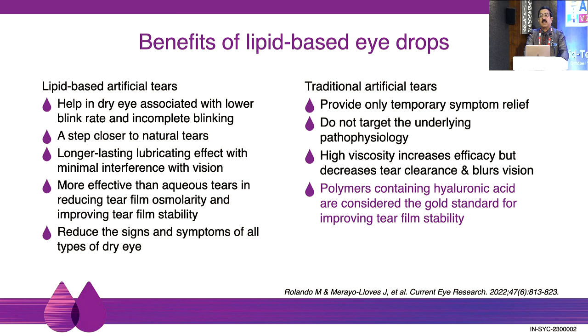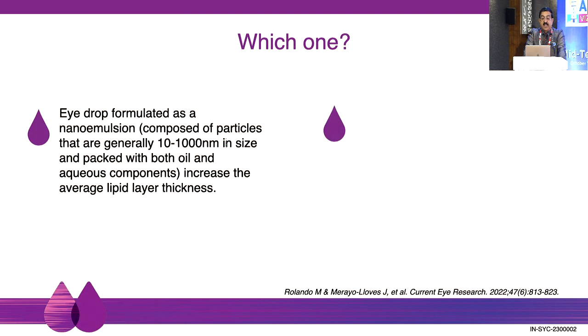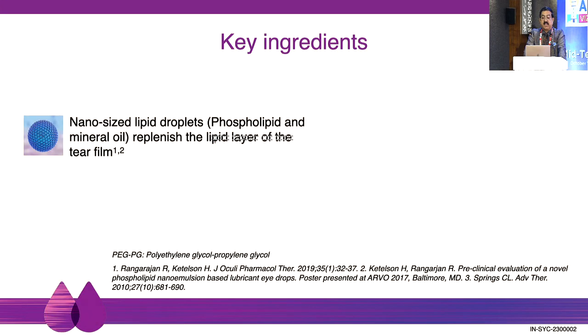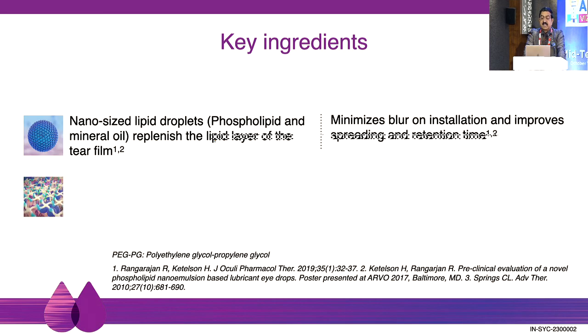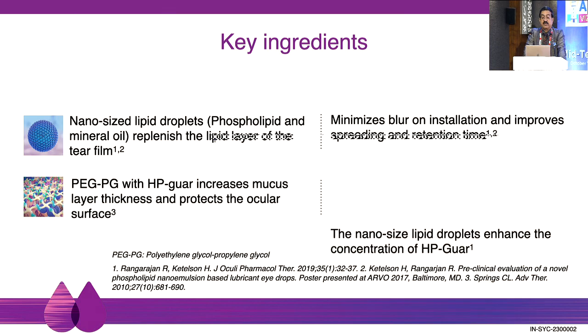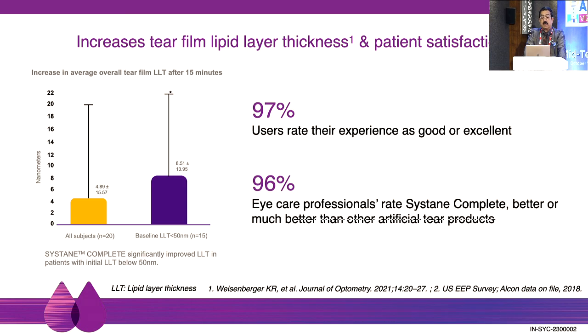We want eye drops that are going to suffice for our work environment, at least for 6 to 8 hours. And so which one? These formulations have come in, and this is a particular formulation with the key ingredient of nano-sized lipid droplets, which is very important. It also has the PEG and the HP-guar, which increase the mucus layer thickness, and thus this particular eye drop does have a big promise, and it is working very well.